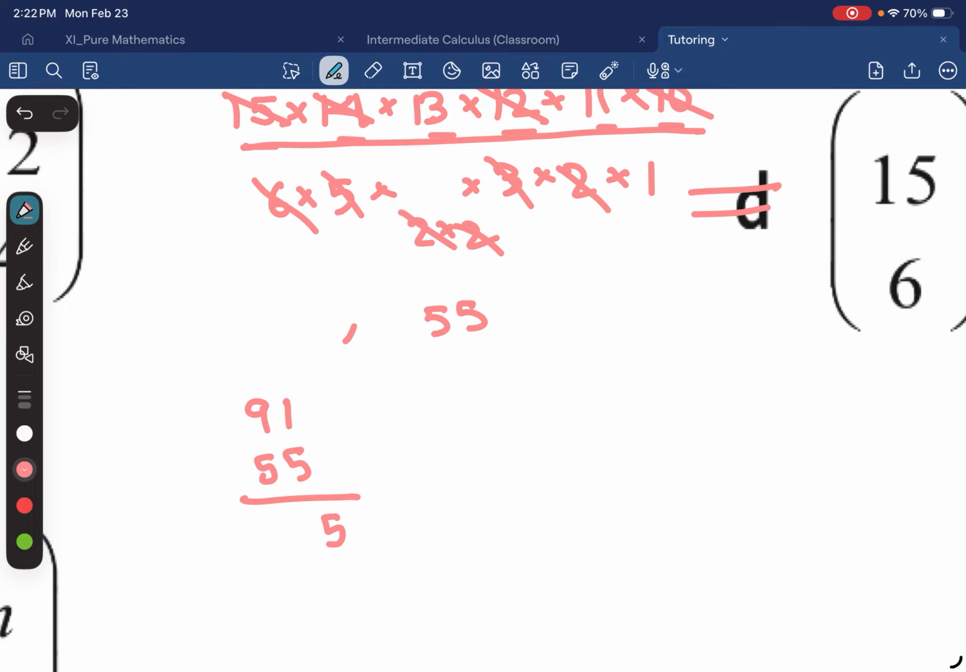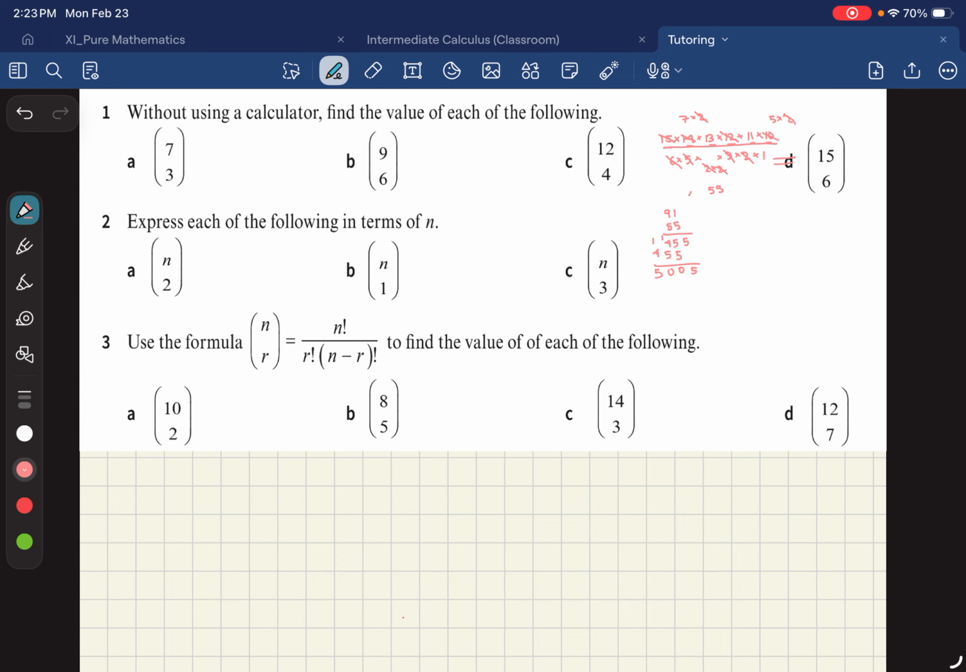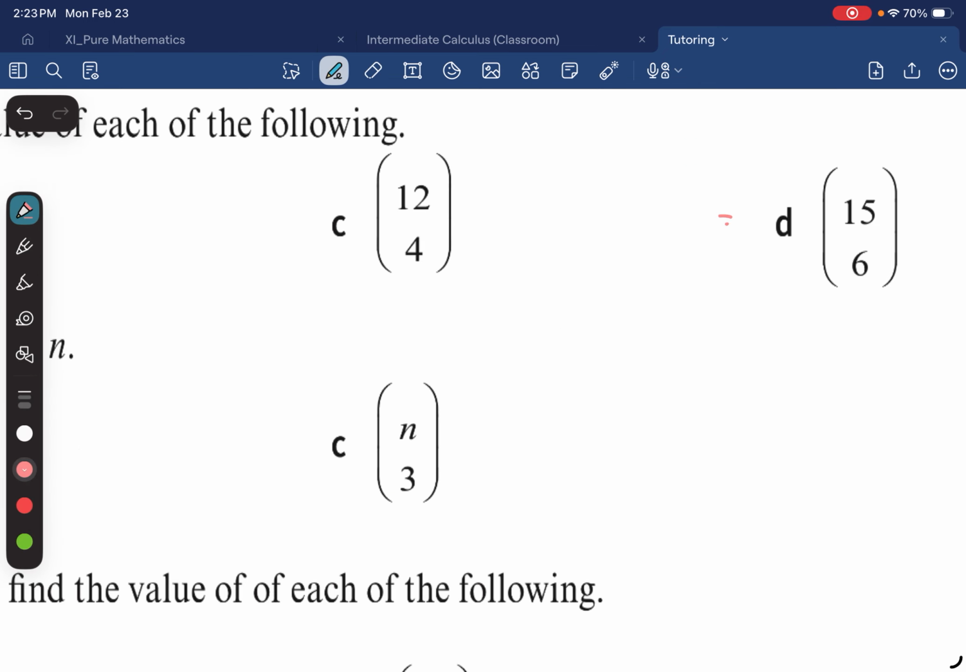5 times 1 is 5, 9 5s are 45, 5 times 1 is 5, 9 5s are 45. So you have 5, 5 plus 5 is 10, and then you add a 1 here, that gives me 10 again, you add a 1 here. So you have 5005 to be your answer. And let me just check along the way so that we make sure I teach nothing wrong. So we have 5005. That is your answer. That is correct. 5005.